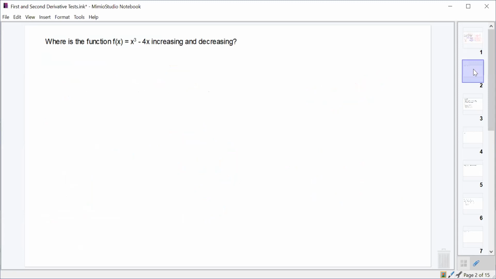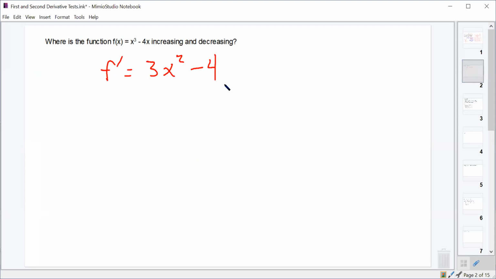So let's look at x cubed minus 4x. That one we probably don't know right off the bat exactly where it's increasing and decreasing, but we should be able to use our derivative to figure that out. So what's the derivative of x cubed minus 4x? 3x squared minus 4.